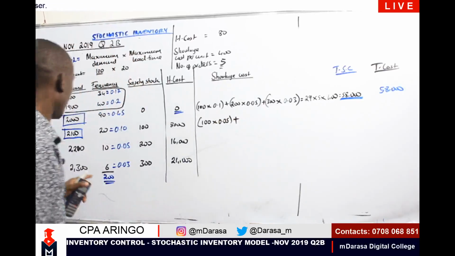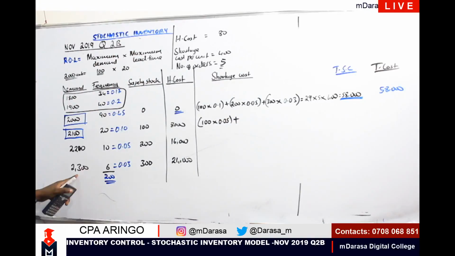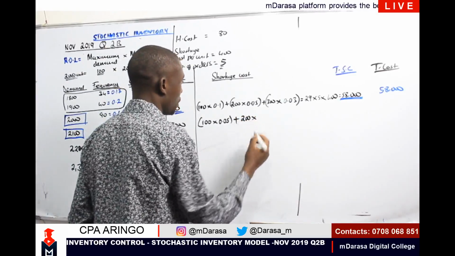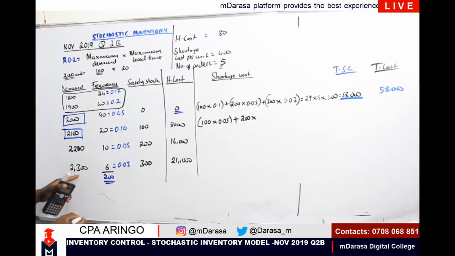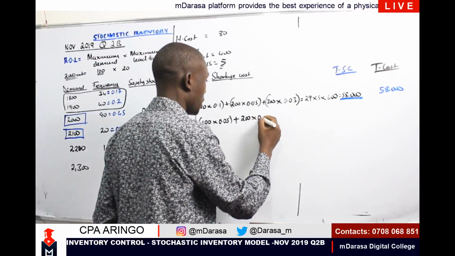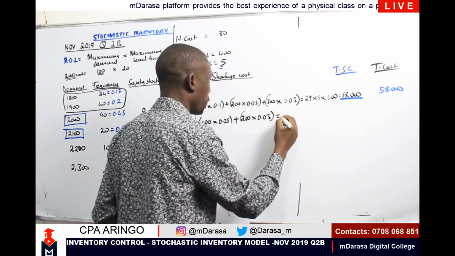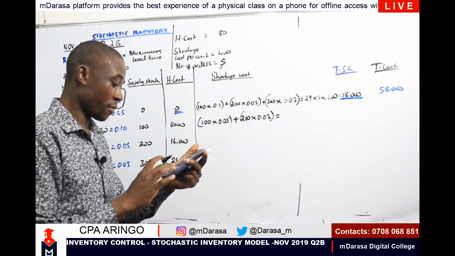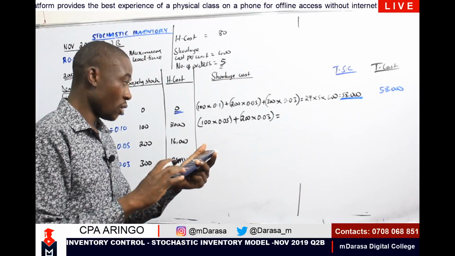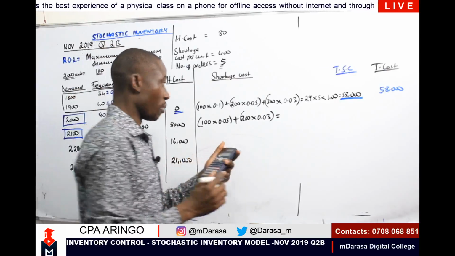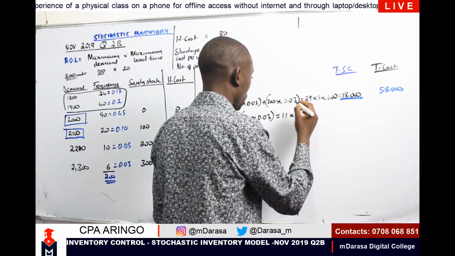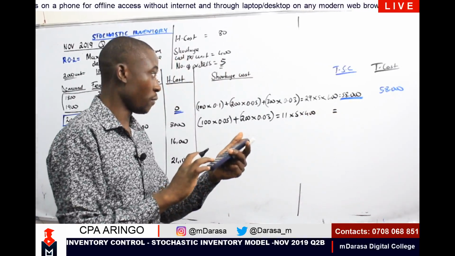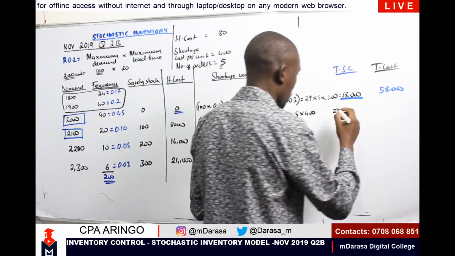We add. If my demand level is 2,300 and I'm only having 2,100, my shortage will be 200. We multiply by the probability of us having this demand level, which is 0.03. So that should give us 100 by 0.05, and we add 200 by 0.03. So I'm having 11, by number of orders, by shortage cost, 5 by 400, to give me a figure of 22,000.